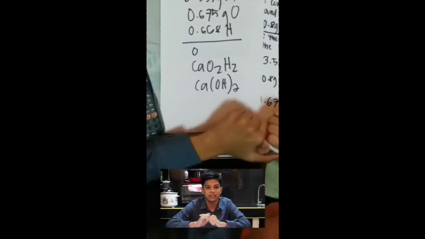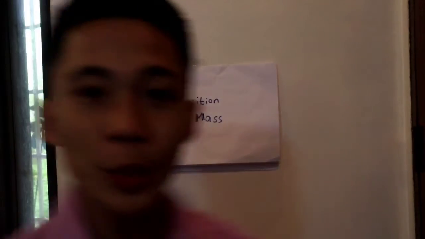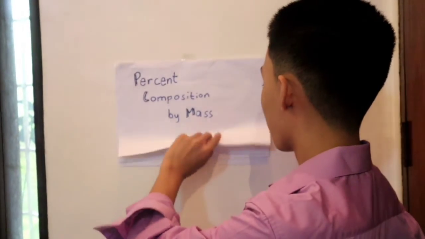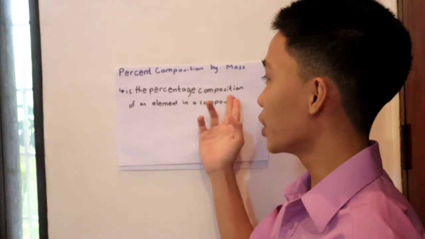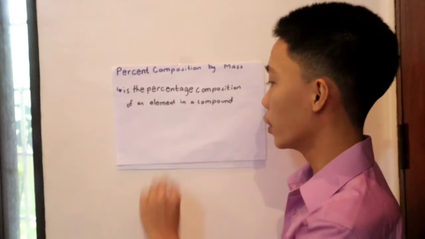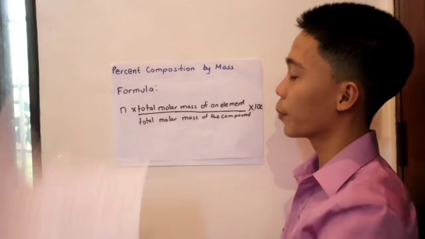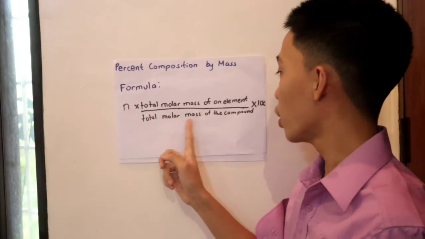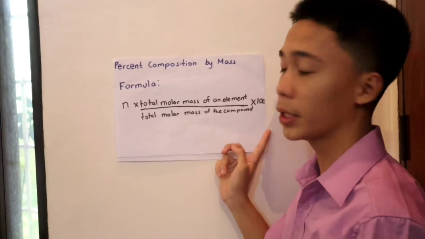Tindoc can say. So hello guys, my topic is percent composition by mass. It is the percentage composition of an element in a compound. So here's the formula: n times the total molar mass of an element, all over the total molar mass of the compound, times 100 to get the percentage.